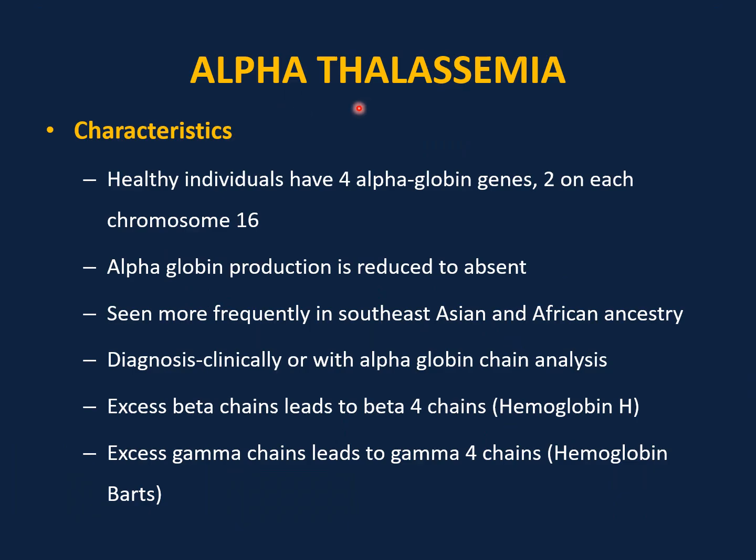Let's verbalize what we mentioned in the previous slide. Healthy individuals have 4 alpha globin genes, 2 in each chromosome 16. Alpha globin production is reduced to absent, and can be 1 gene deletion, 2, or 3, or even 4. It is seen more frequently in South Asian and African ancestry. Diagnosis is made clinically or with alpha globin chain analysis. Excess beta chain, beta 2 plus beta 2, will give you beta 4, which is a tetramer or hemoglobin H. Excess gamma 2, gamma 2 plus gamma 2, will give you gamma 4 or gamma tetramer, and this will be known as hemoglobin Bart.